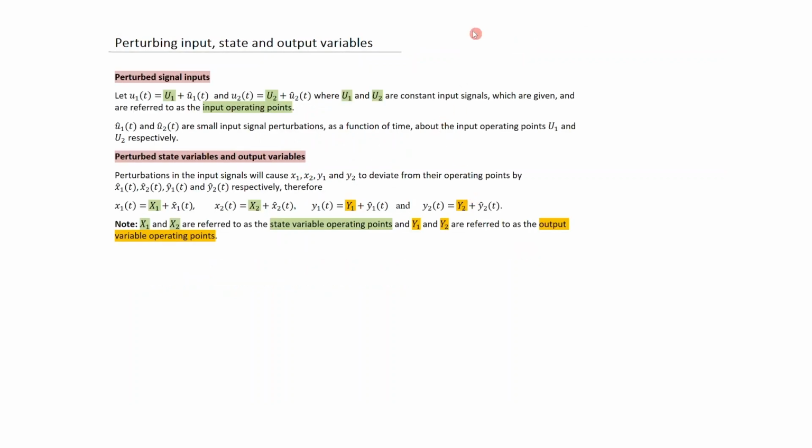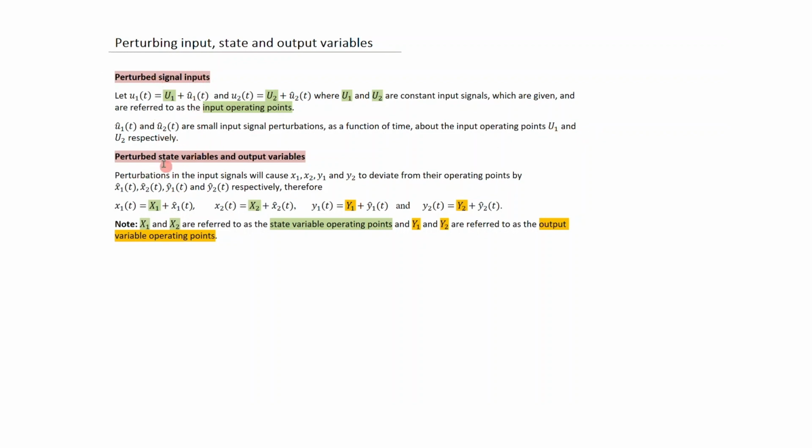All right, so now let's look at the evolution in terms of how do we go about creating a small signal model for these set of system equations. So first thing we want to do is to perturb the input signals, which means u1 of t becomes U1, which is whatever the static value is, plus this is the perturbation of that signal. U2 will have its static value, and of course you will perturb it as well. Now these are what we call input operating points. u1 tilde and u2 tilde are small input signal perturbations as a function of time about the input operating points U1 and U2 respectively. All right, so that deals with the inputs.